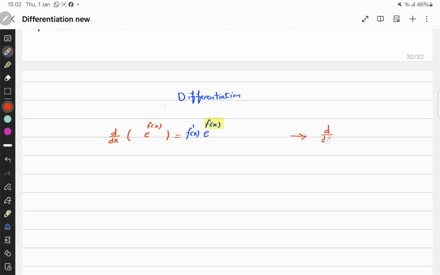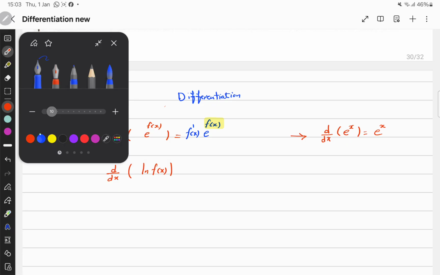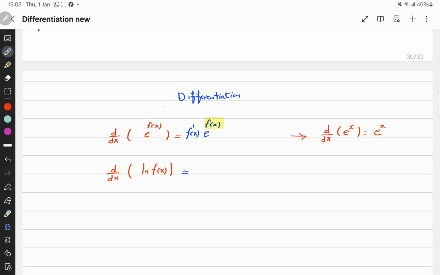d with respect to dx for e to the power of x is equal to e to the power of x only. It's given like that in the formula sheet. So the second rule, the differentiation of ln f of x. If you have differentiating of ln, we just do that: that function f of x, write it down in the denominator, and up, we just differentiate that function.